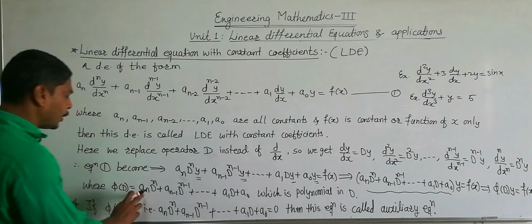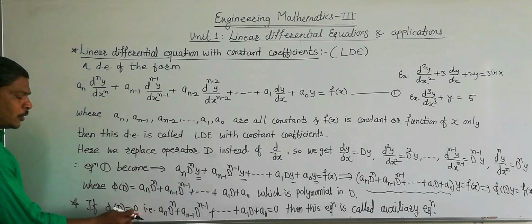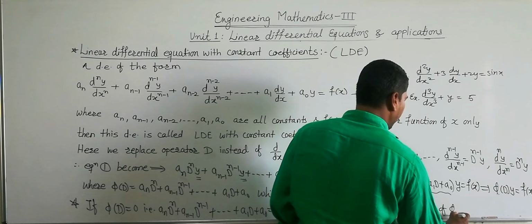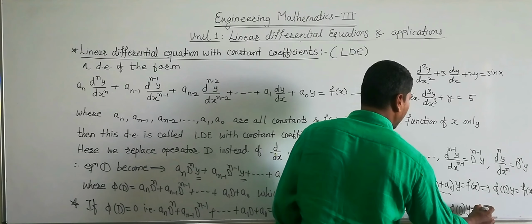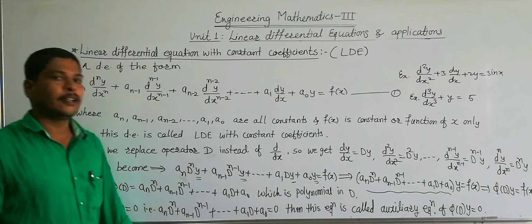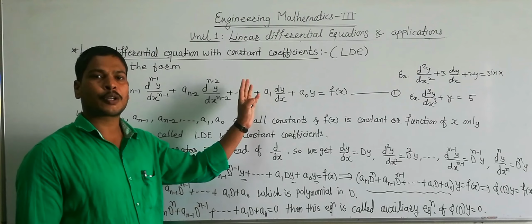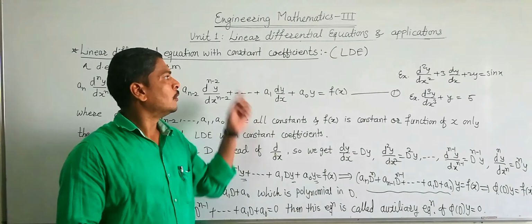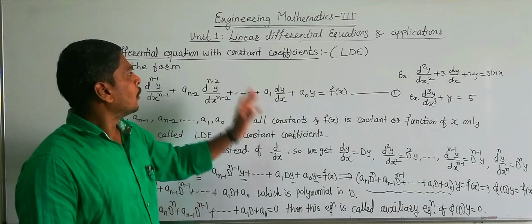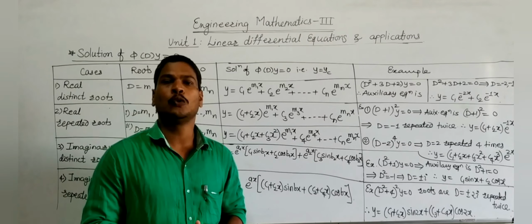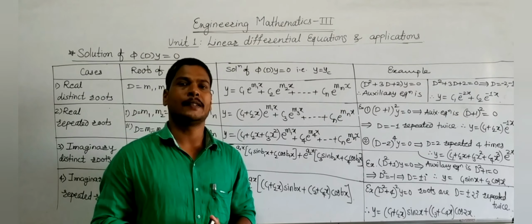If we equate this phi of D with 0, then this equation is called the auxiliary equation of our differential equation phi D y is equal to 0. So this is the definition of linear differential equation with constant coefficient, which is widely used in engineering and physics. So just observe this. Now we are discussing how to find the solution of phi D y is equal to 0.